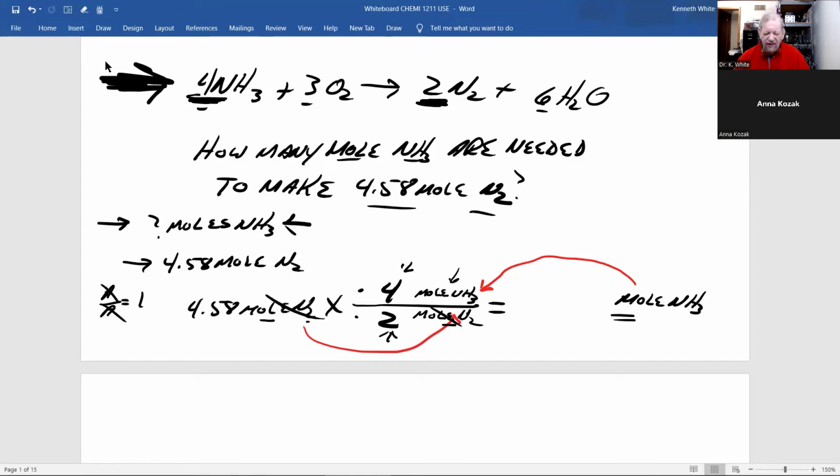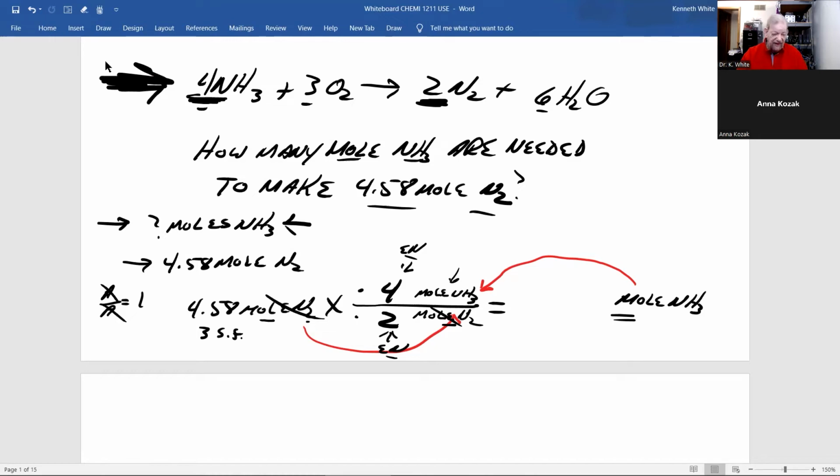Now remember, coefficients are exact numbers. So for this calculation, which is a multiplication and division, you get the same number of significant figures in your answer as the number with the fewest significant figures in your multiplication and division. And that's 3 significant figures. All non-zero numbers are significant. These are exact numbers. They don't play a role. So my answer should have 3 significant figures.